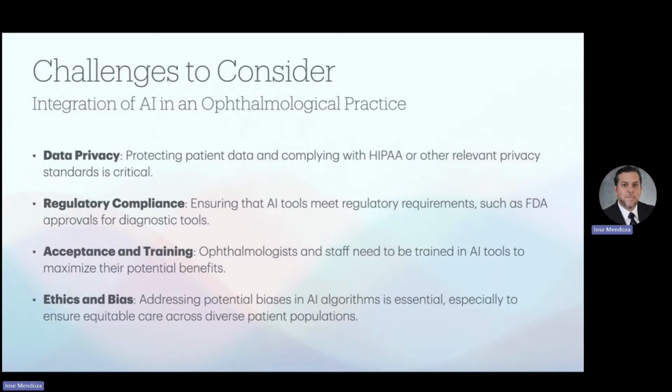Acceptance and training: ophthalmologists and staff need to be trained in using artificial intelligence tools to maximize their potential benefits. We don't need to be afraid of these technologies. We do not need to feel like this technology is going to take our jobs. This is here to help us. We are actually going to be seeing more patients using these artificial intelligence aids. The workflow will be more efficient, and we will streamline healthcare.